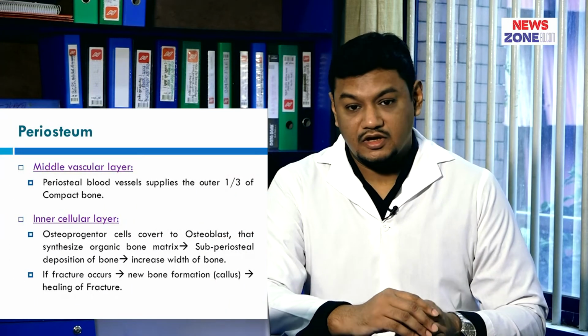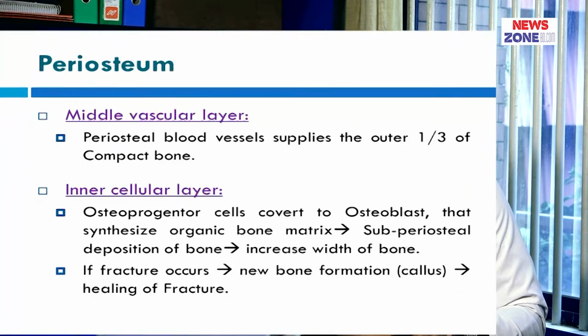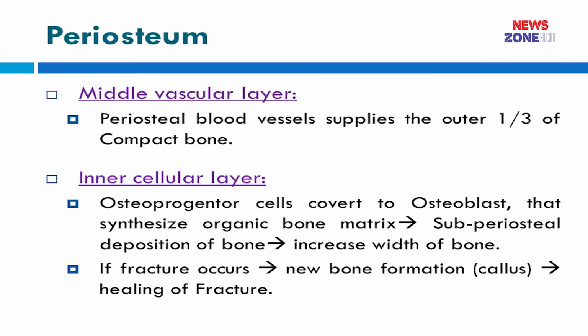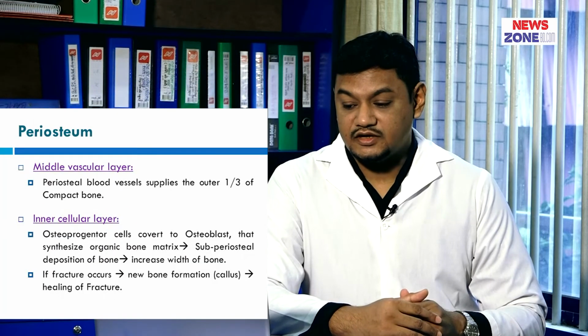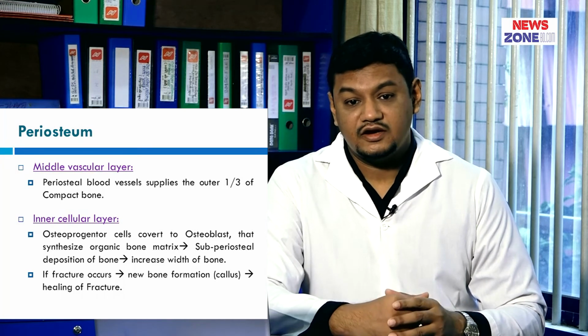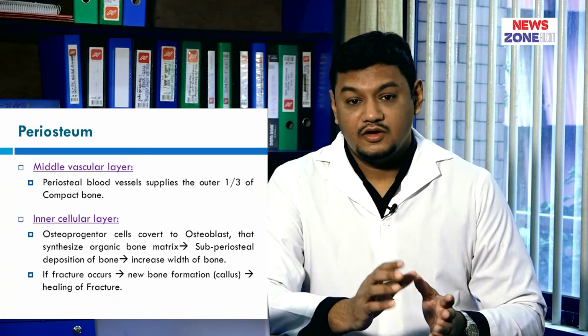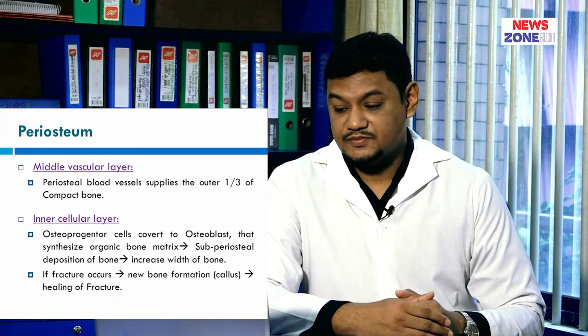Then the middle vascular layer. In the blood supply of the bones, we will discuss the periosteal blood vessels, but right now you have to know that the bone takes nutrition not only from the nutrient artery but also from the periosteal arteries. So the middle vascular layer includes those periosteal arteries, which are numerous, and they come from the neighboring systemic arteries.